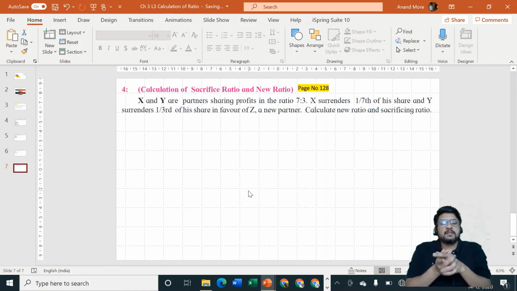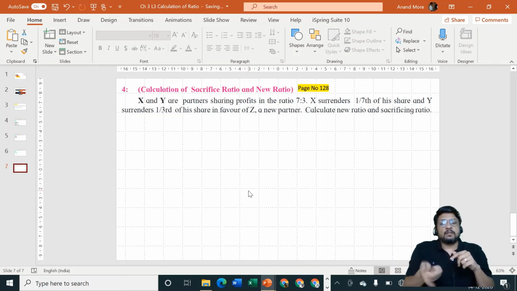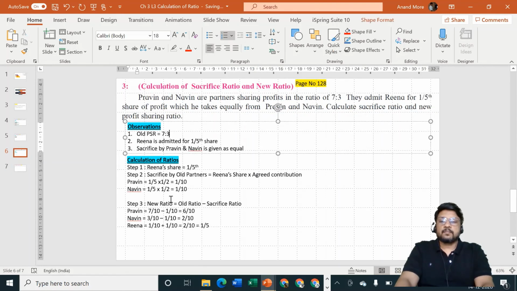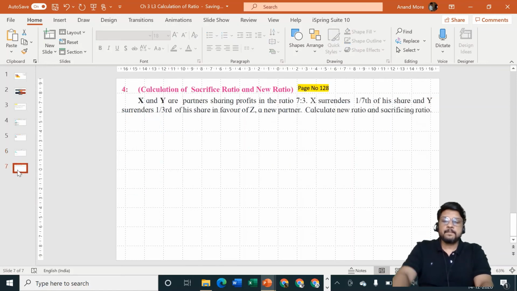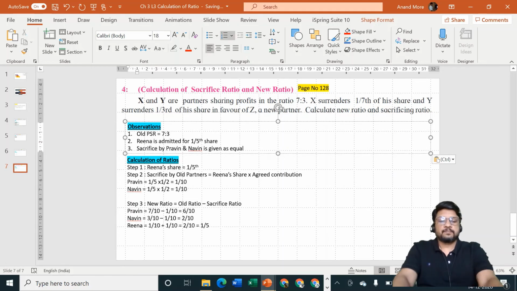What is share of X? Share of X is 7 by 10. What is share of Y? Share of Y is 3 by 10. So 7 by 10 into 1/7 is contributed by X. 3 by 10 into 1/3 is contributed by Y. Okay, so let me just write down the observations which we have made. Old PSR is 7:3, very good. And then Z is admitted, but his share is not given.